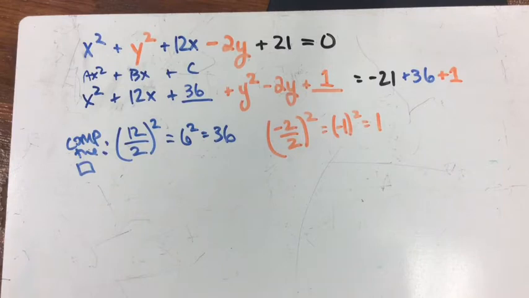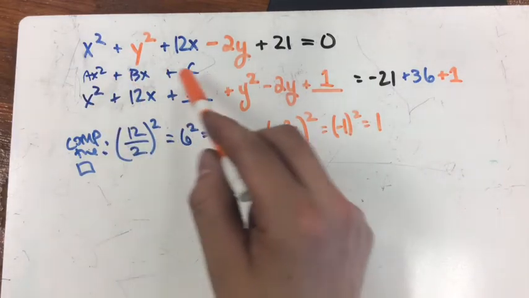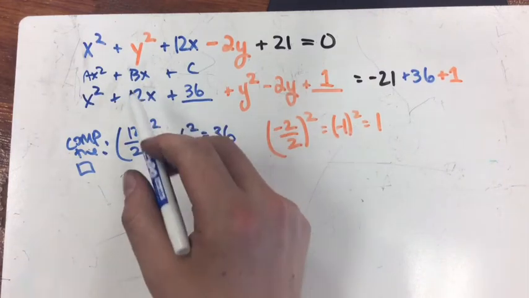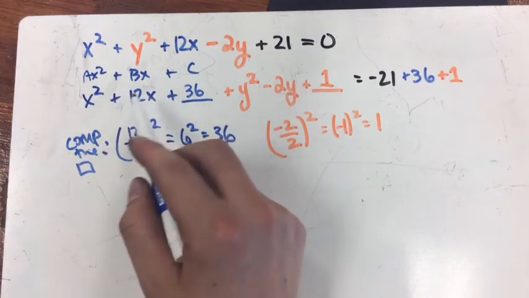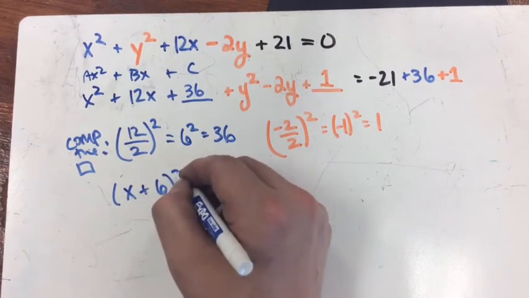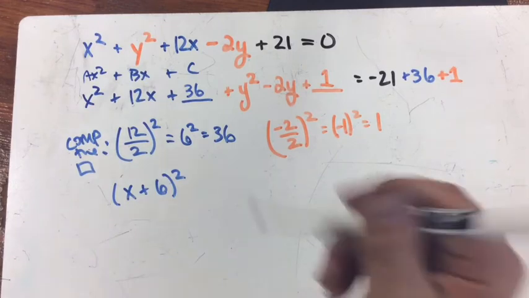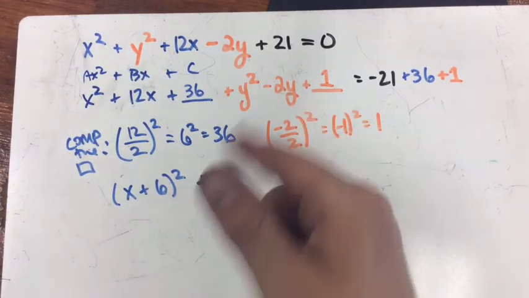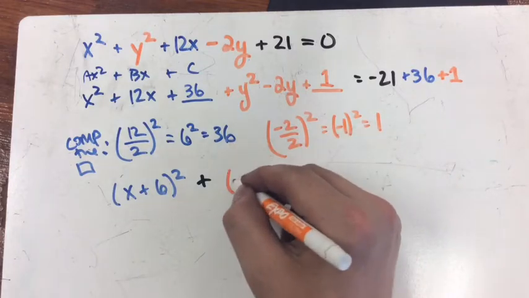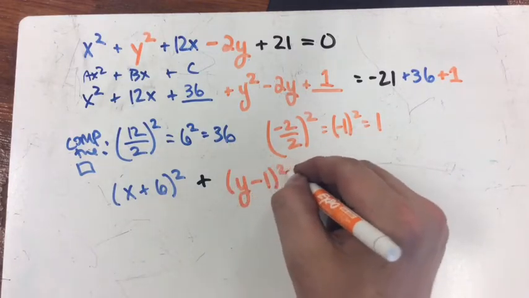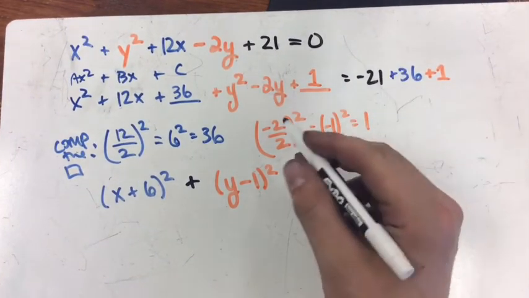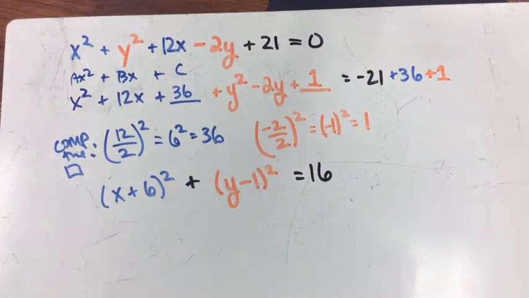Once we've done that, we can rewrite this as a binomial. Essentially, we're going to factor this. When we factor this, we get (x + 6) squared, plus what happens when you factor this over here: (y - 1) squared. And then this all equals, if we do all the addition over here, 16.